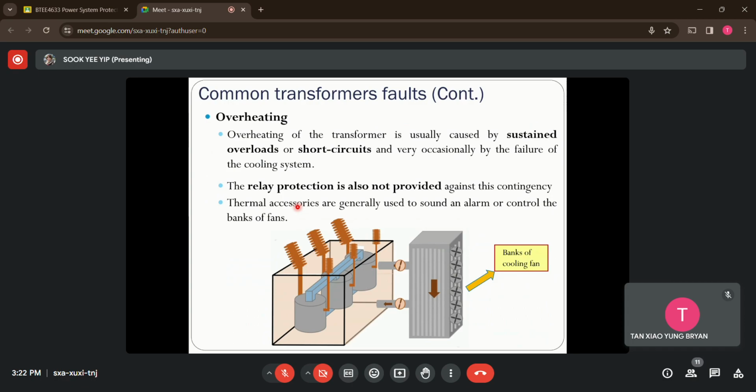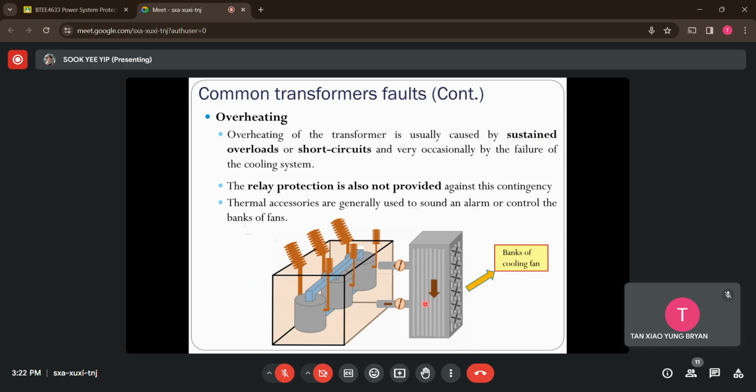So which means that in the event we have overheating operations for a transformer, this high heat signal being sent by this thermal accessory will actually sound or trigger the alarm to alert the operator. At the same time, it can be used to control a bank of fans so that we can solve these overheating conditions. So you might wonder, what is this bank of fans and where is it located?